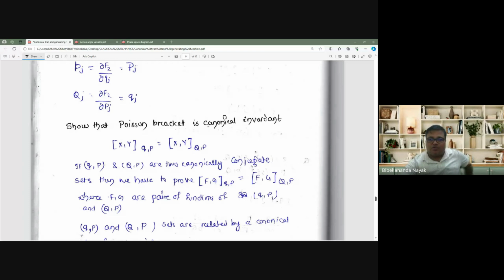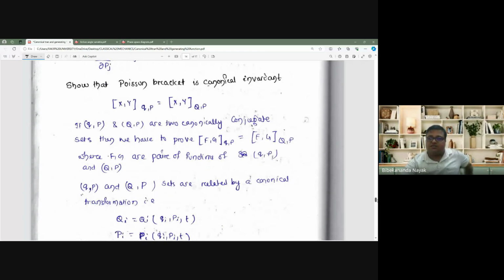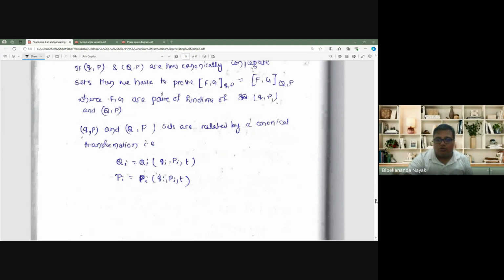Another important thing is that the Poisson bracket is canonically invariant. It is very important from the exam point of view. So we have to show that if x, y are two functions, then its Poisson bracket with respect to small q, p is equal to that with respect to capital Q, P. By definition, the transformation is from small q, p to capital Q, P, and obeying this general formula.